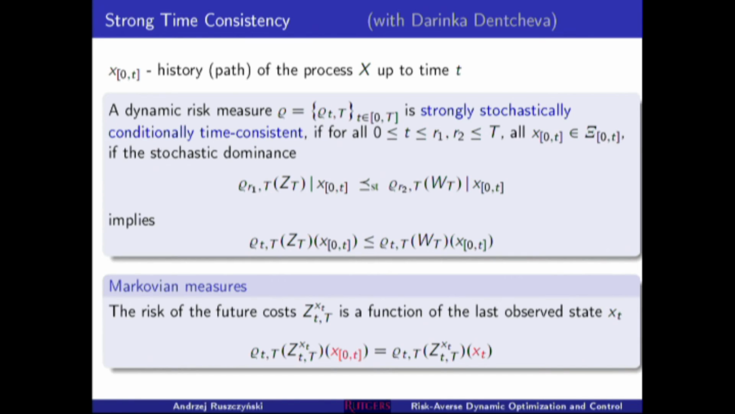And we say, if we have stochastic dominance between risk evaluations in the future, then we have to have inequality between risk evaluations today. This is the idea that we talk about. So the risk is basically consistent with stochastic dominance. And we can also define Markovian measures by this: the risk of the future cost depends on the current state, not the whole history of the state.